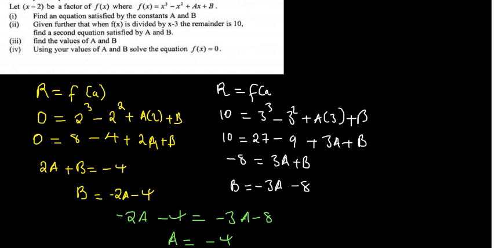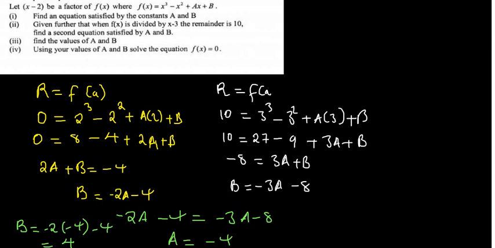And then we'll also find B. To find B, we can use any one of these equations. So B is going to be negative 2 multiplied by negative 4 minus 4. So B is going to be positive 4. So that is it.